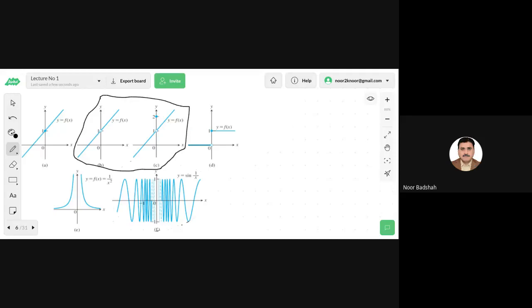these two types of discontinuity are known as removable discontinuity. We call it removable discontinuity.